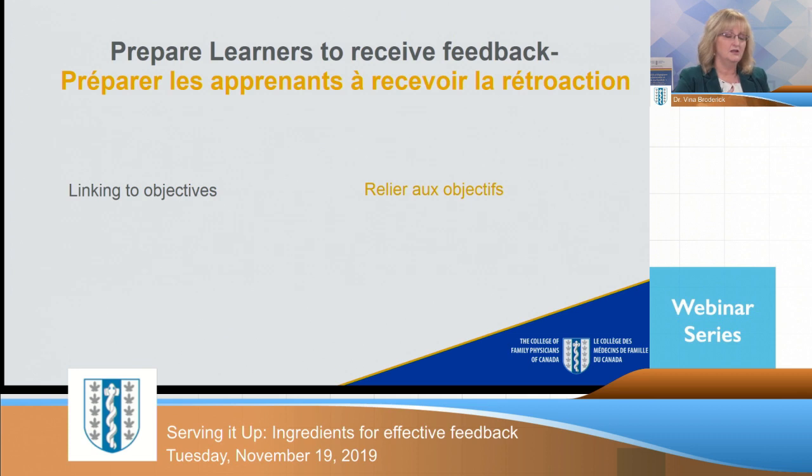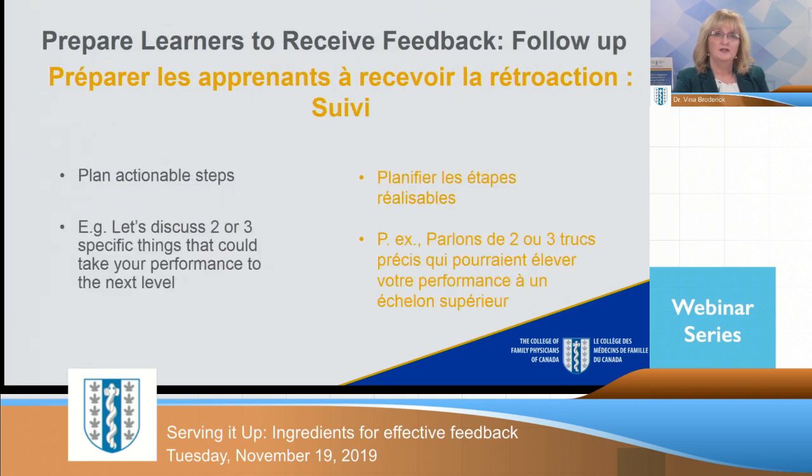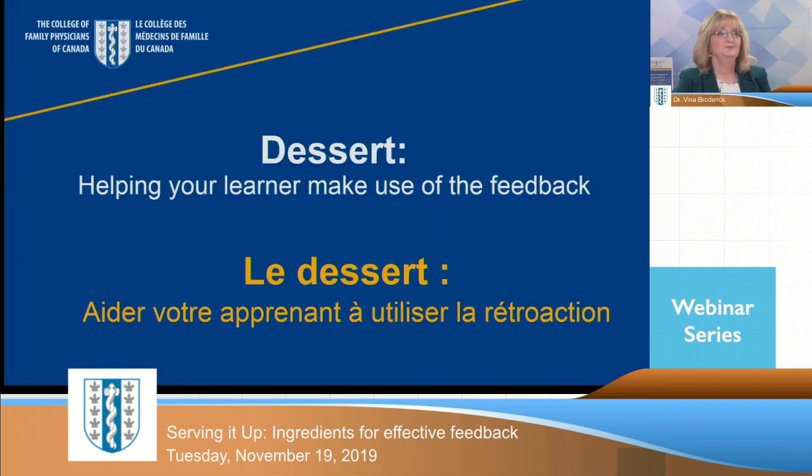So we talked about the 99 priority topics, or other objectives for other schools and programs if it's an undergrad program. And then finally, planning actionable steps. We talked about not doing too much, making it so that there are two or three specific things you want to do to take their performance to the next level. And making sure the learners know this in advance is important. So that's it. And I think we're going to have time for a little dessert.